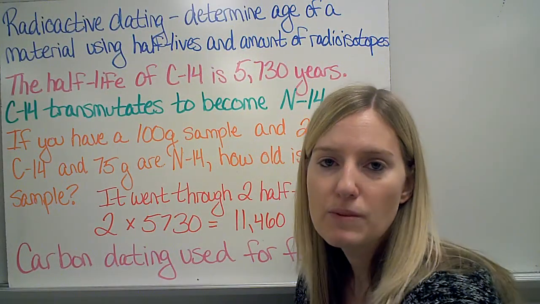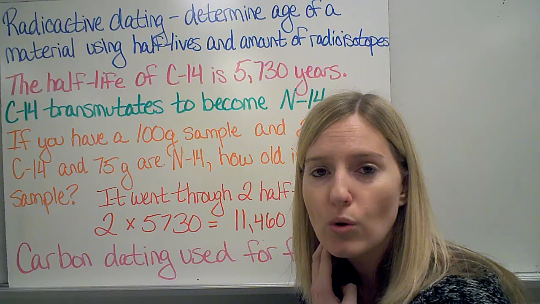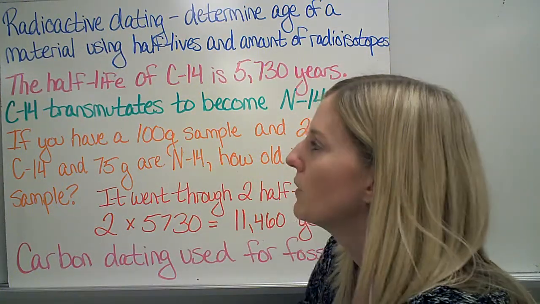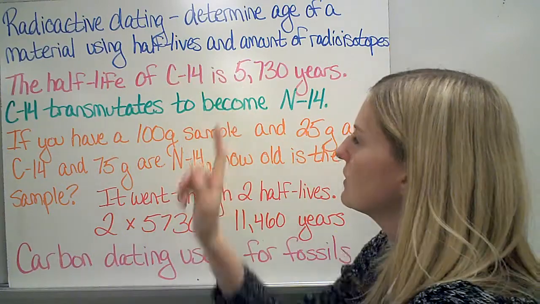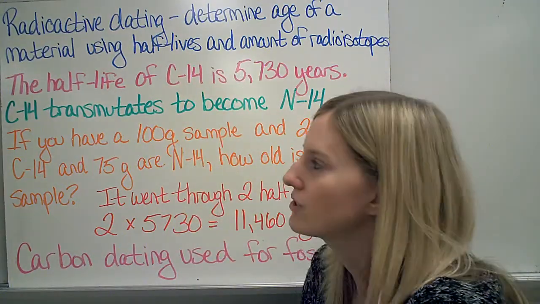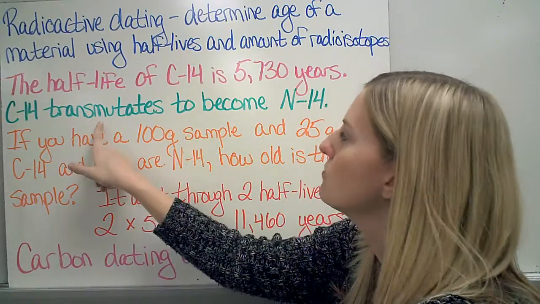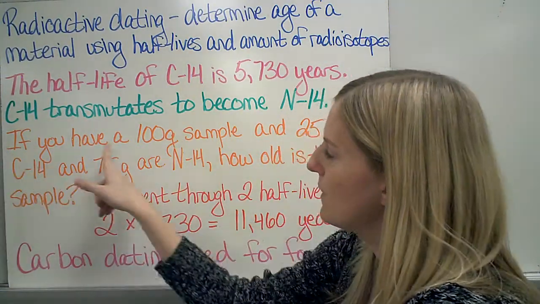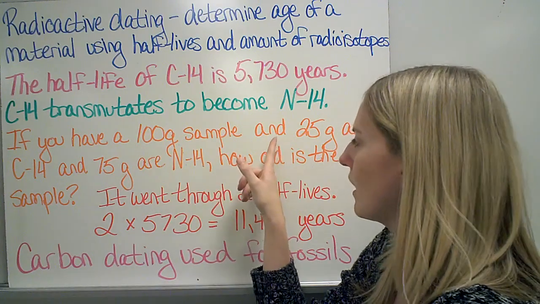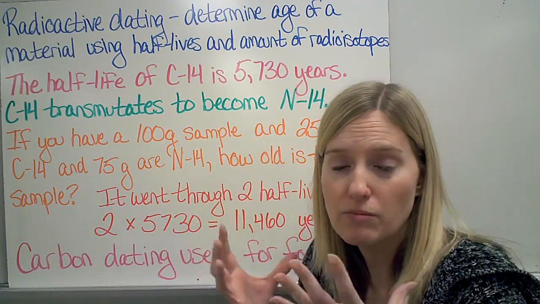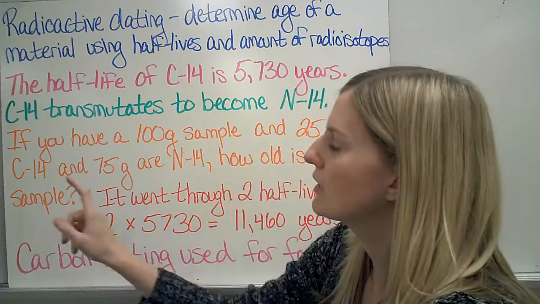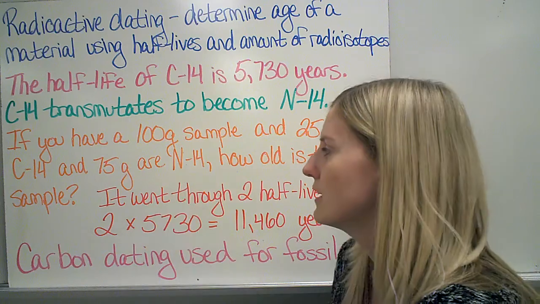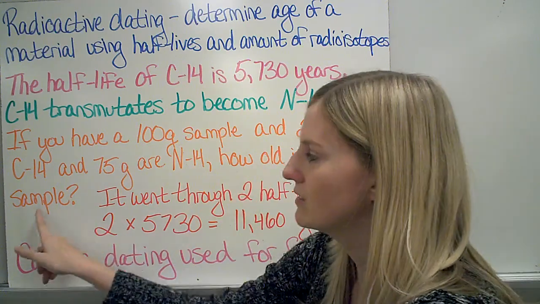We can use that information about half-lives to determine how old something is, and that's called radioactive dating. So here's an example. The half-life of carbon-14 is 5,730 years. Carbon-14 transmutates to become nitrogen-14. If you have a 100-gram sample of some sort, and 25 grams is carbon-14, and 75 grams is nitrogen-14, how old is the sample?